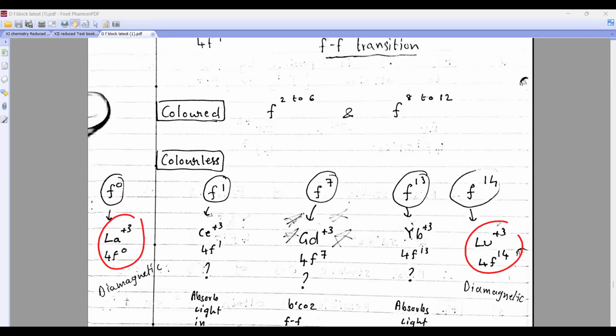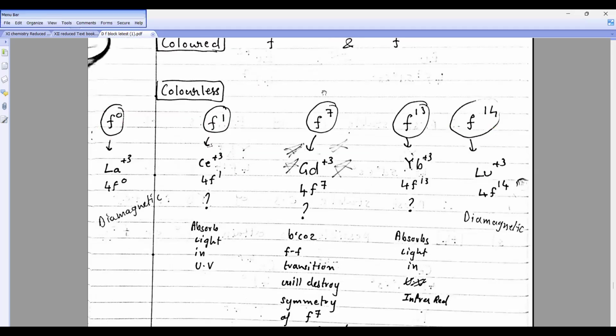That is understood. But you will say, sir, why are f1 and f13 colored? Because here, in case of cerium, absorption is in which light? UV light. Human eye cannot see UV. Ytterbium, beta, it absorbs light in which range? Infrared. So infrared is also not visible, right? Then, beta, they will ask, this is very important, huh?